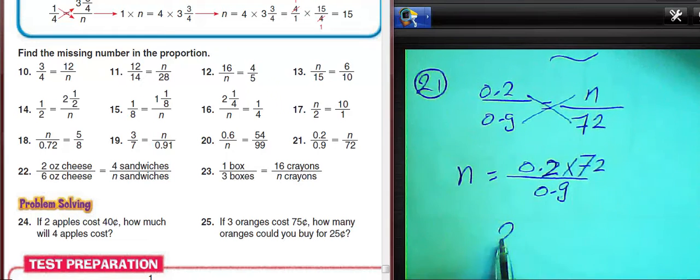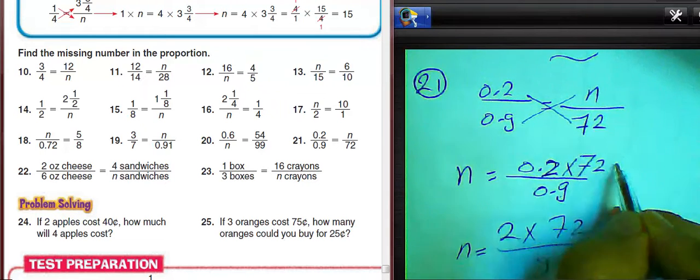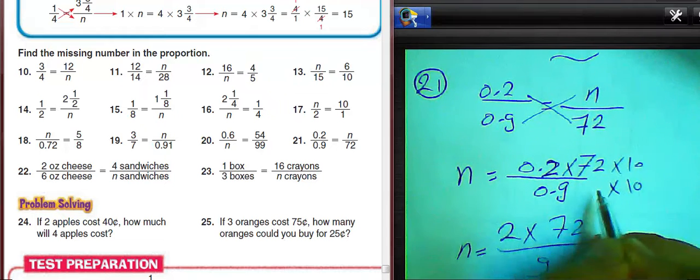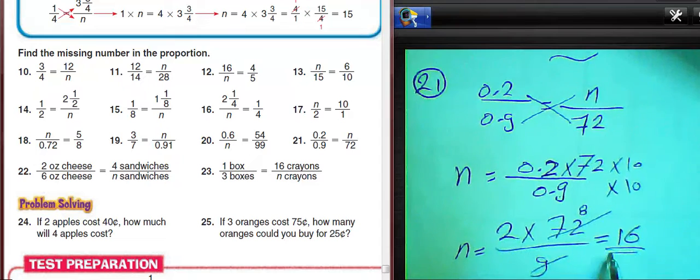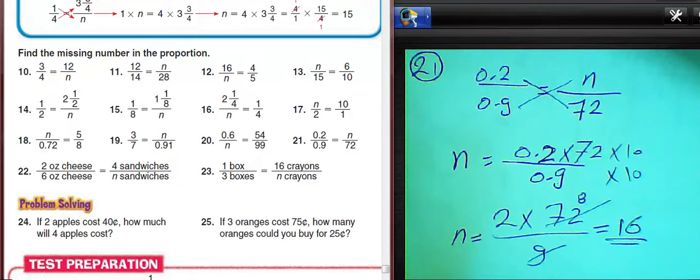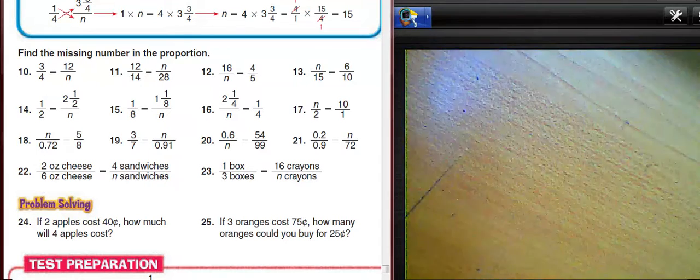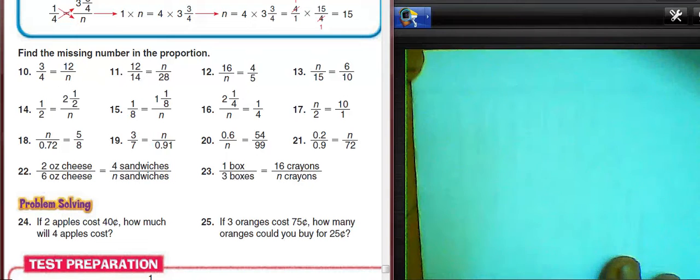Okay, so the result will be 2 multiply 72 over 9. We multiply 10, numerator and denominator, to cancel this point. 72 divided by 9 equal 8. 2 times 8 equals 16. So the result will be 16. It was question 21. What about question 22?